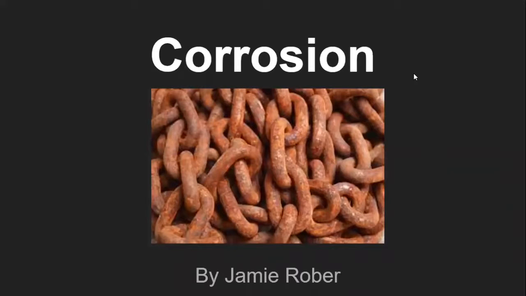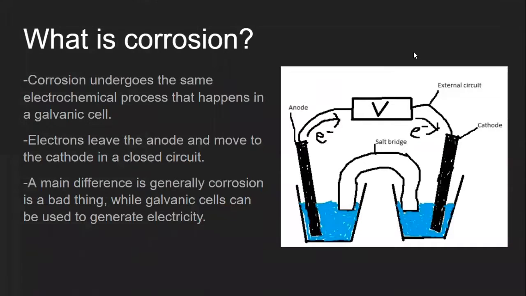Hi, so today we're going to be talking about corrosion. So what is corrosion? Well, corrosion undergoes the same electrochemical process that happens in a galvanic cell, like the one on the right here. So electrons leave the anode and move in the direction towards the cathode in a closed circuit, which is the same process that happens in corrosion.